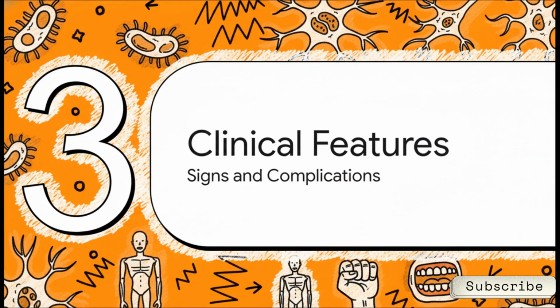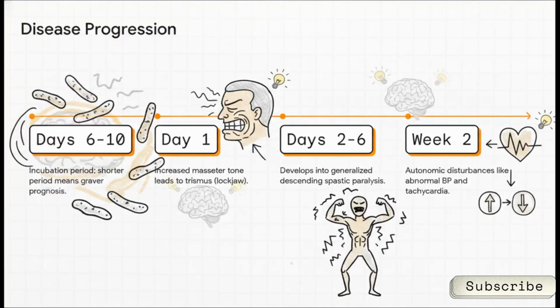Section 3, Clinical Features and Complications. Let's look at the signs and the progression of the disease. When we look at the timeline, the incubation period is typically 6 to 10 days, and you should definitely mark down in your notes that a shorter incubation period means a much graver prognosis.